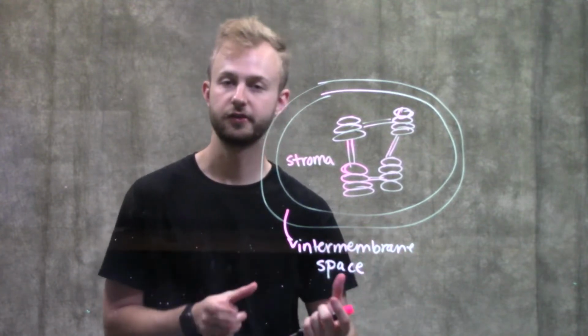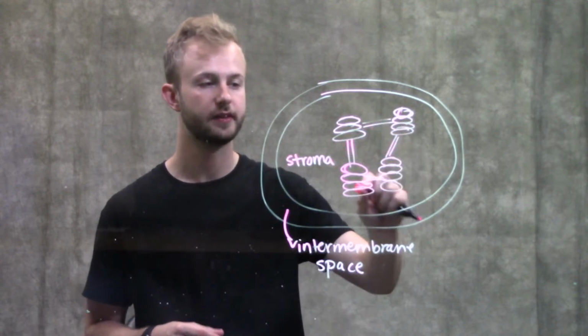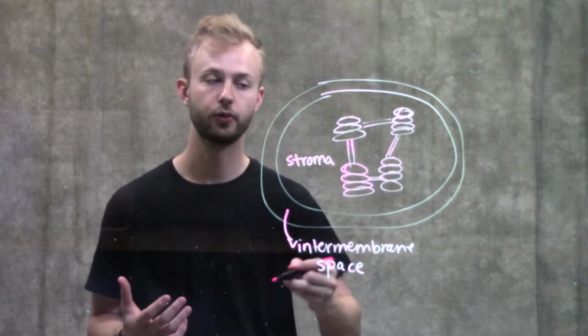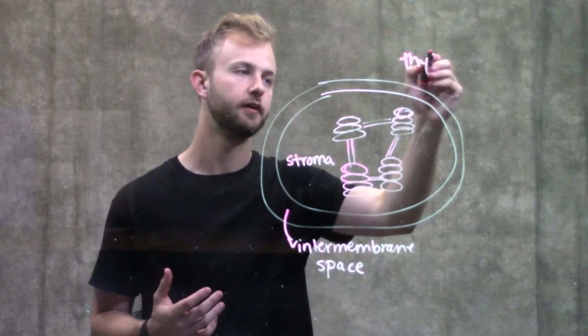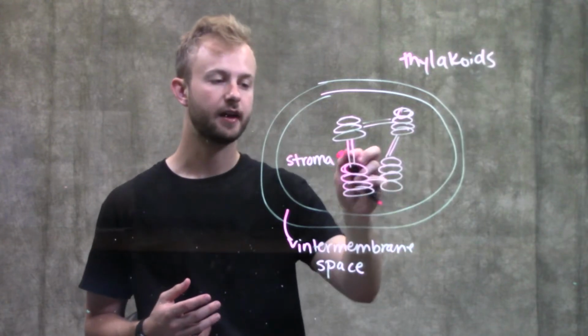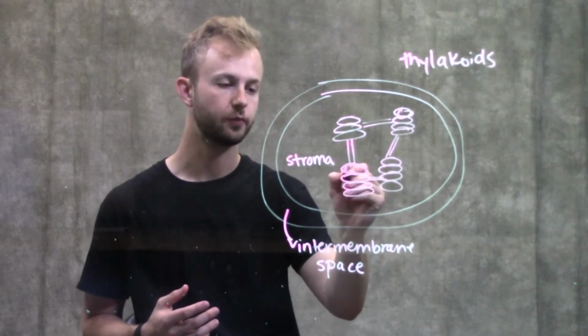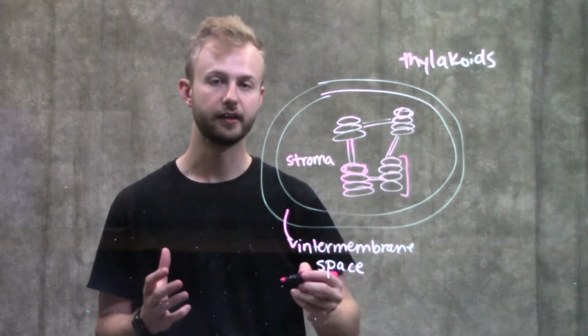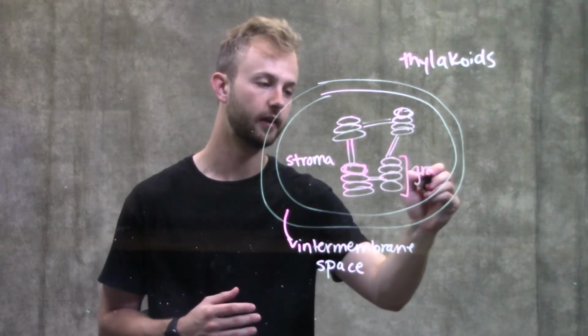So now where things get a little different from a mitochondria is with these structures right here. These are called thylakoids. So we'll write that. Thylakoids. And so inside each one, like right here, each circle is one thylakoid, and inside is just called the thylakoid space. So now every stack of thylakoids is called a granum.